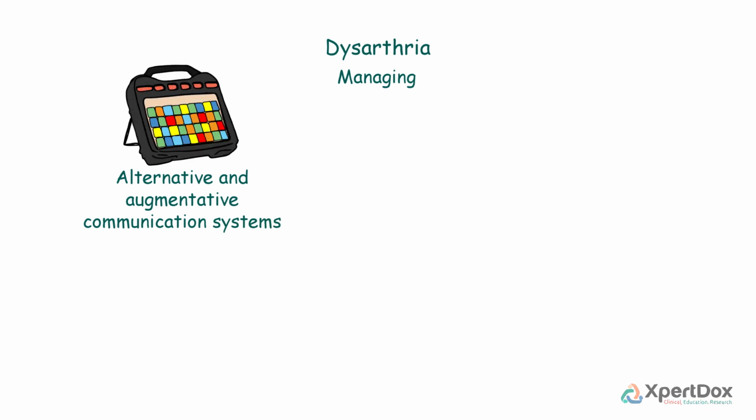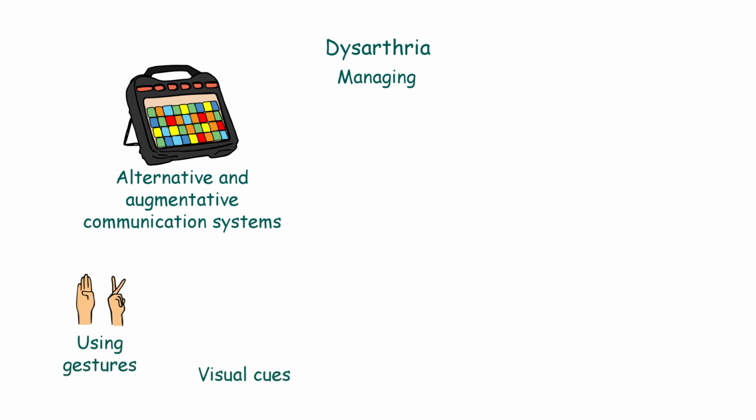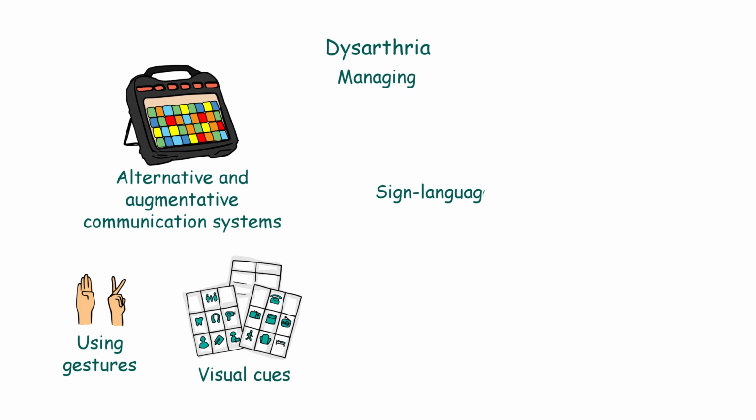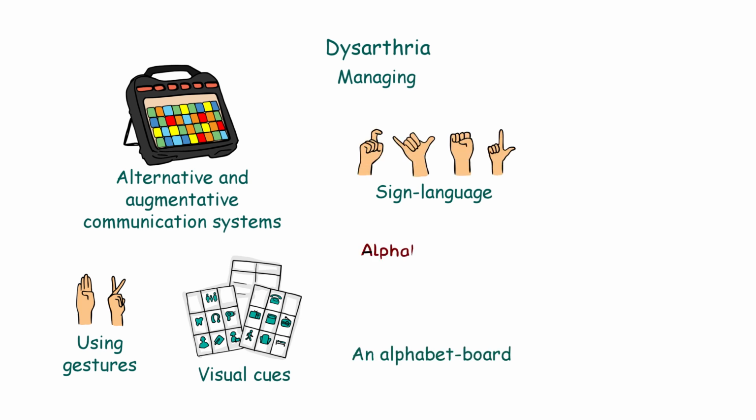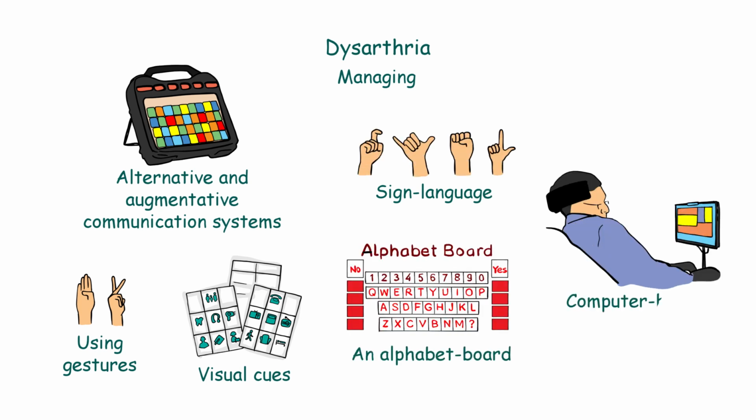If verbal communication cannot be improved, then other methods of communication can be taught, such as using gestures, visual cues, sign language, an alphabet board, and even computer-based technology similar to that used by Dr. Stephen Hawking.